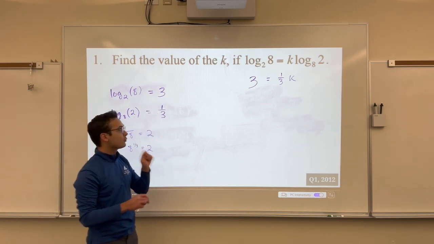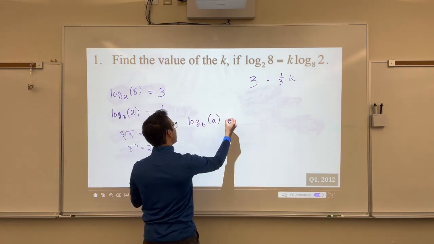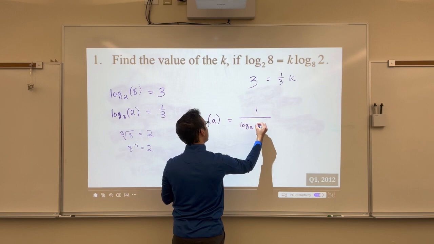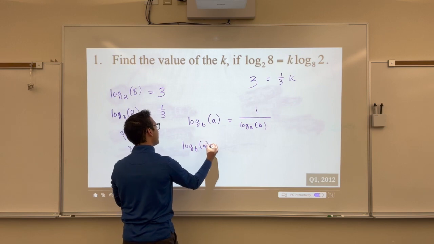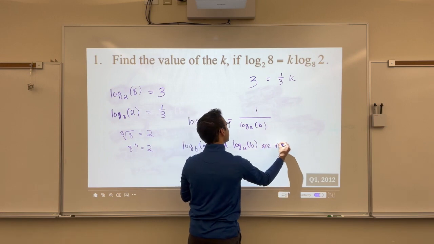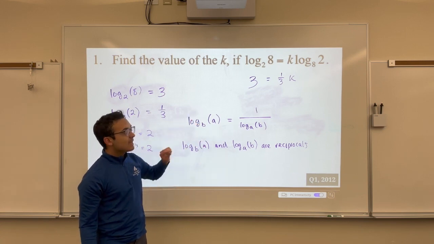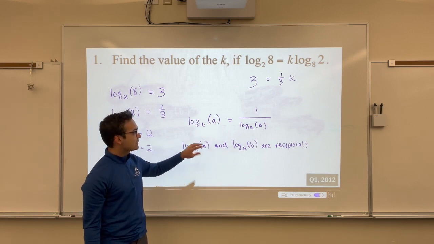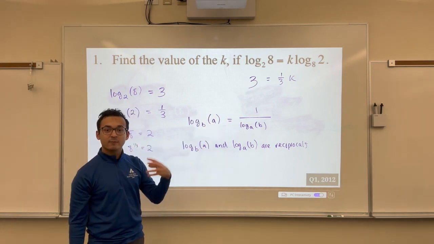So this is called the reciprocal rule. If we have log base b of a, it is equal to 1 over the log base a of b. In other words, log base b of a and log base a of b are reciprocals. While it wasn't necessary to know this fact to solve this problem, it is something to keep in mind because more advanced problems might use this fact. So just remember, when we swap the base and the input, the logs become reciprocals of one another.